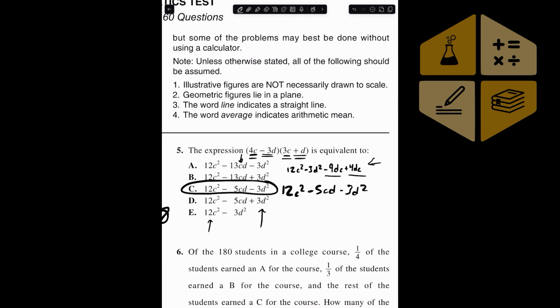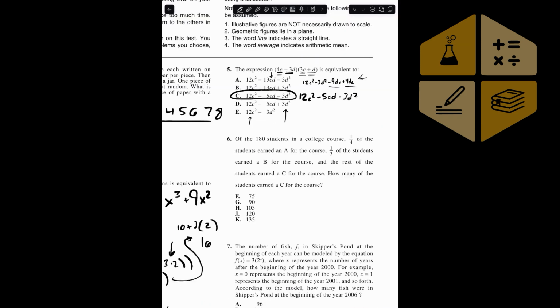number 5 is C. Number 6: Of the 180 students in a college course, a fourth of the students earned an A for the course, 1/3 earned a B for the course, and the rest earned a C for the course. How many students earned a C for the course?